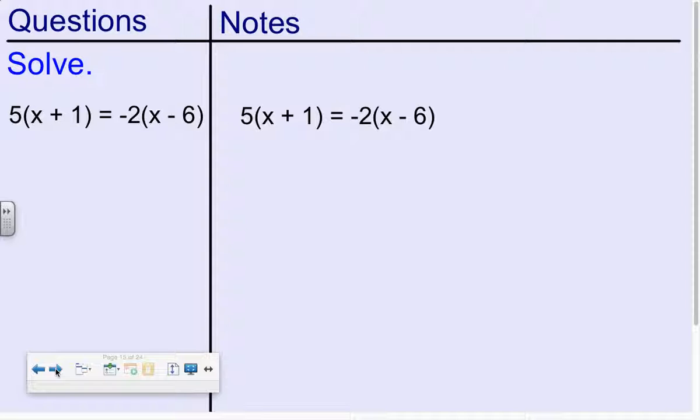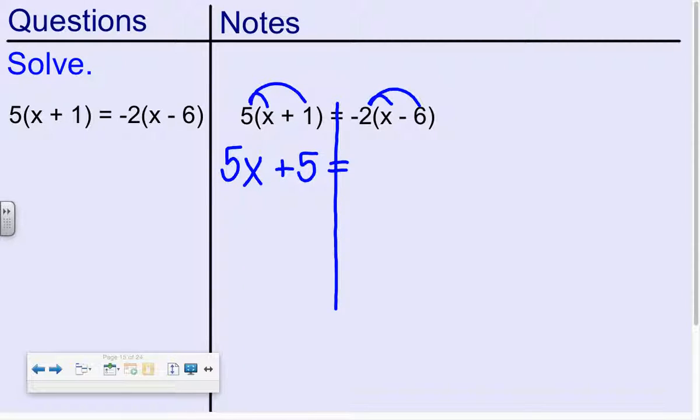All right, so we are going to distribute twice again on this one. Distribute the 5 to this parenthesis and the negative 2 to this parenthesis. 5 times x is 5x. 5 times 1 is 5. Negative 2 times x is negative 2x. Negative 2 times negative 6 is positive 12.